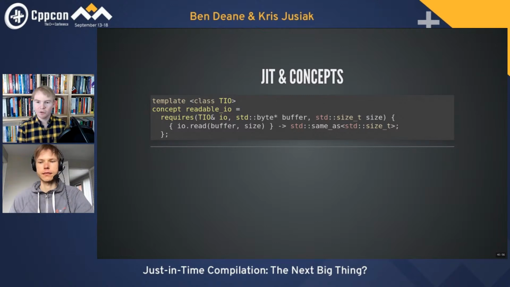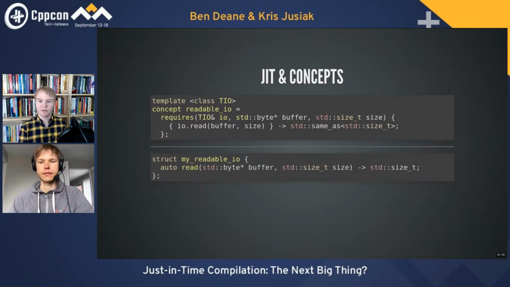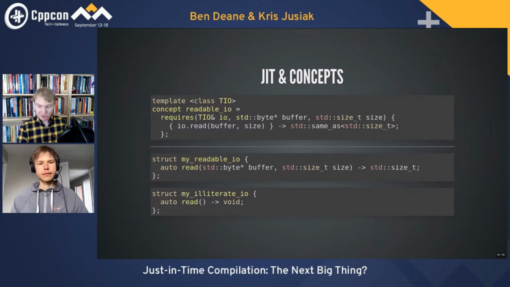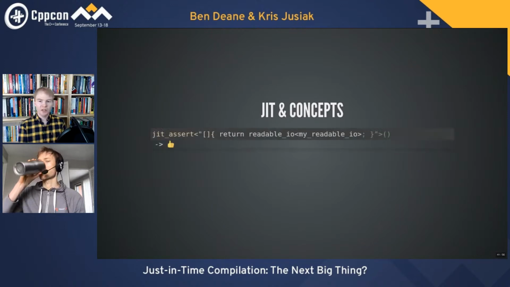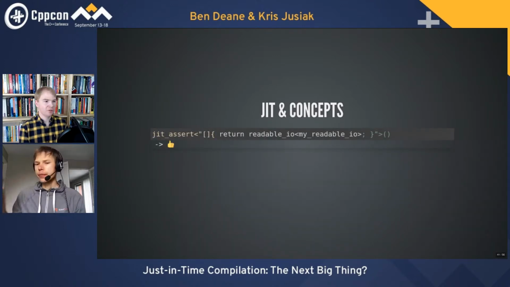So given that concept on an IO type, here is a type that fulfills that concept, and here is a type that does not fulfill the concept. So, okay, that's just the concept 101. How does JIT play into this? Well, we can use JIT to check the concept at the point where we load the user code.